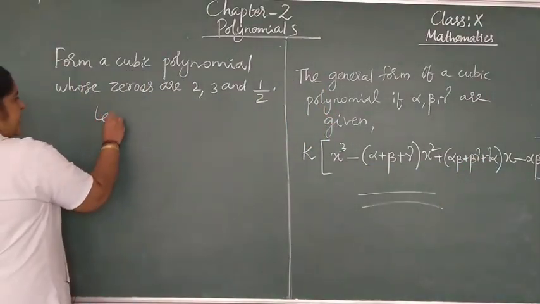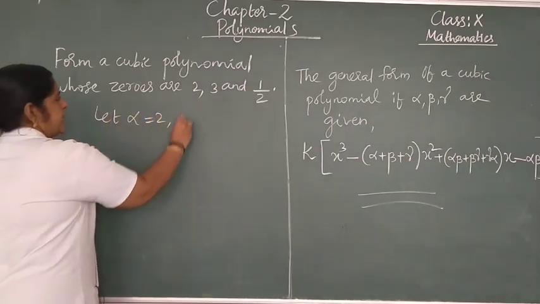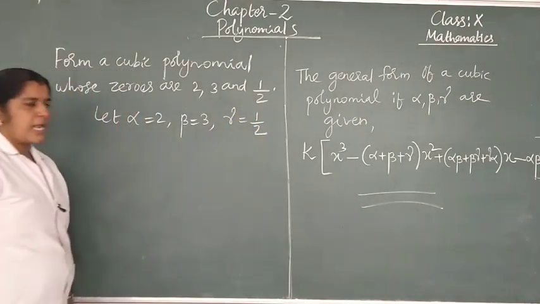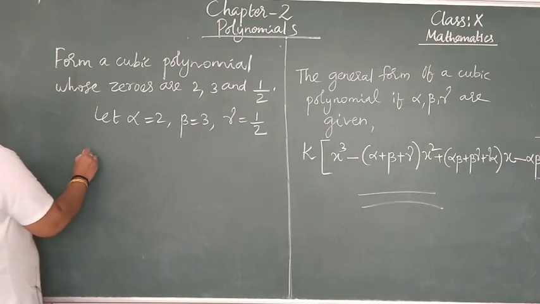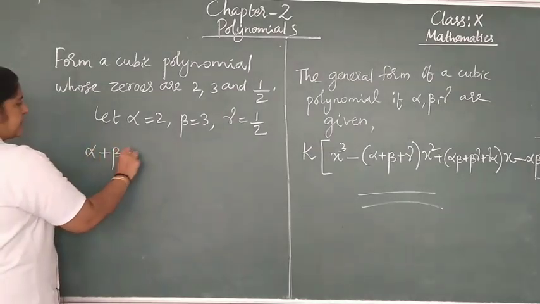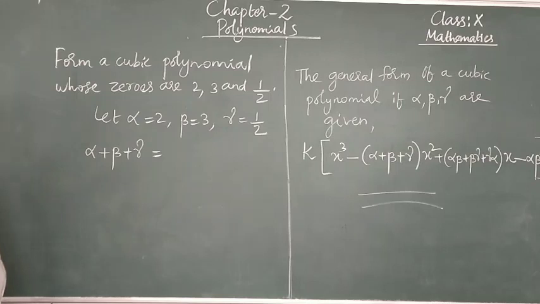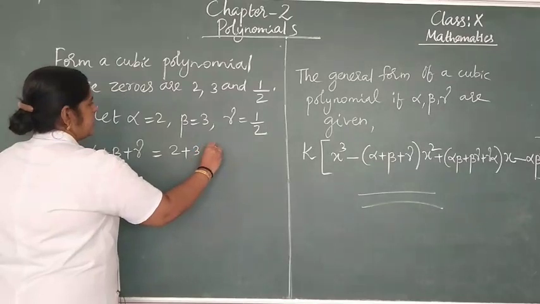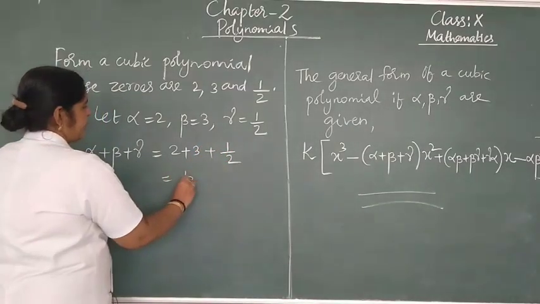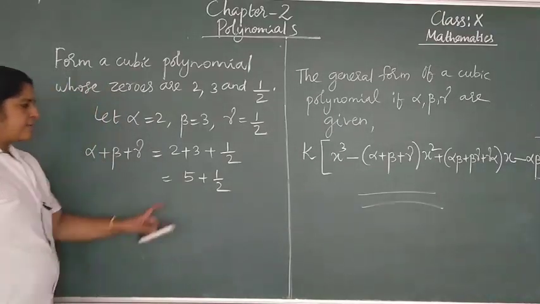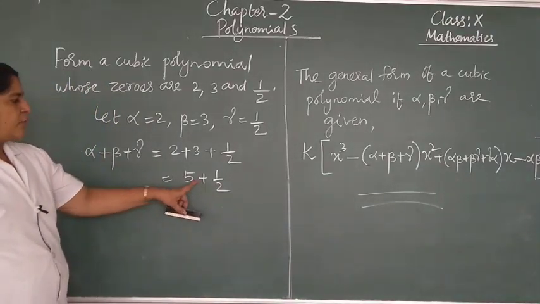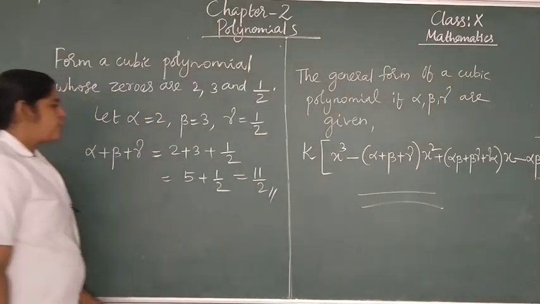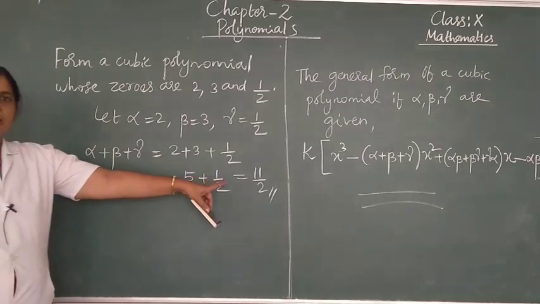So first, let alpha equal to 2, beta equal to 3 and the third zero gamma equal to 1 by 2. Now one by one we can find out. First, alpha plus beta plus gamma. You know that it is equal to, add the three numbers, that is 2 plus 3 plus 1 by 2, that is 5 plus 1 by 2. What is 5 plus 1 by 2? Take the LCM. So 5 into 2, 10 plus 1, that is 11 by 2. So we got the value of alpha plus beta plus gamma is 11 by 2.